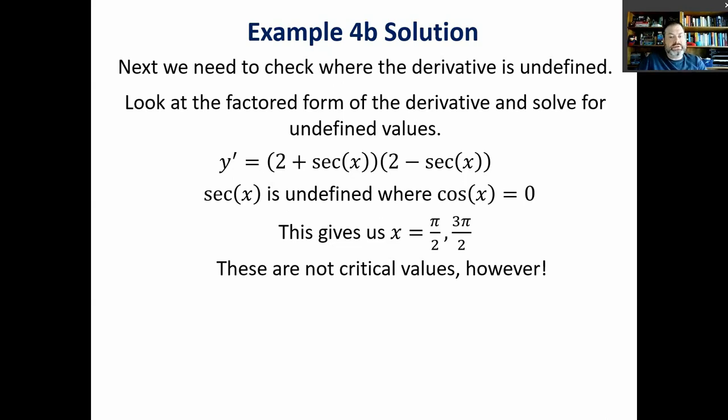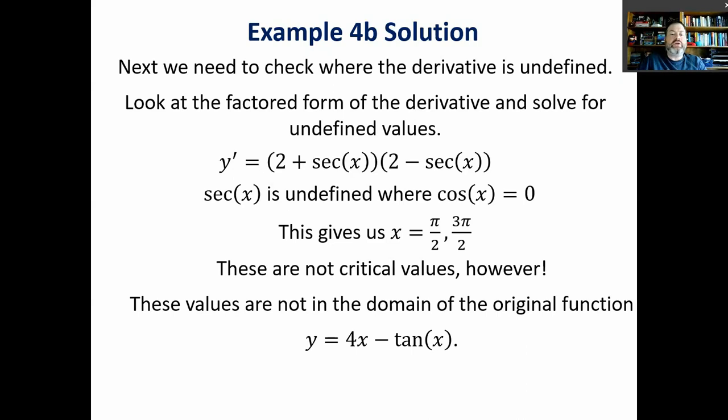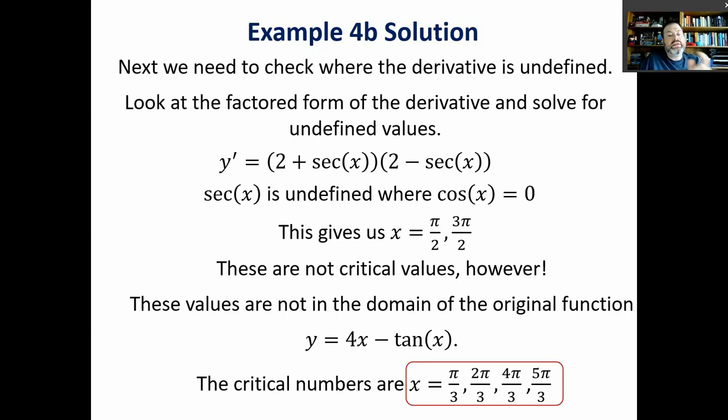But what you have to notice is that these were never in the domain of the original function to begin with. Because tangent x has vertical asymptotes at pi over 2 and a period of pi, so pi over 2 plus pi n. Those two numbers were not even in the original domain, so they are not critical values. You have to double check this. That means the critical numbers are the numbers we got in part A.